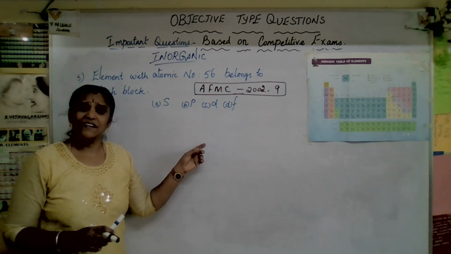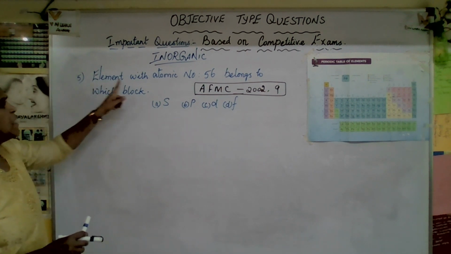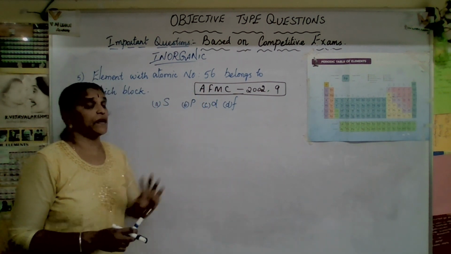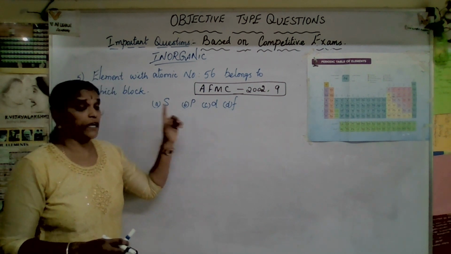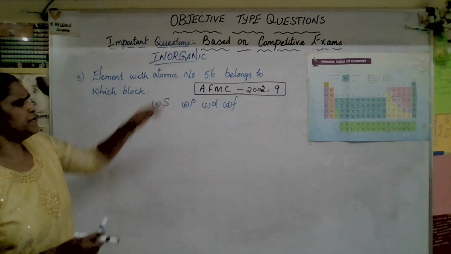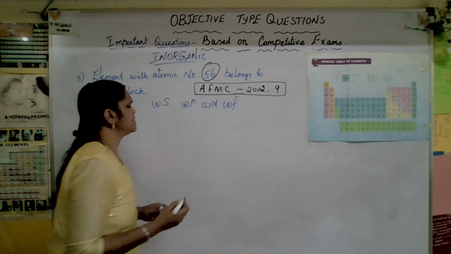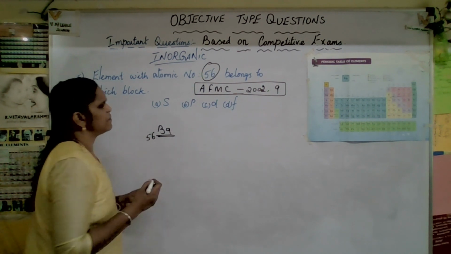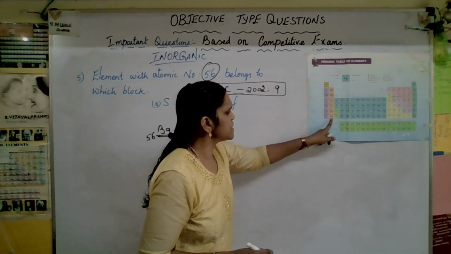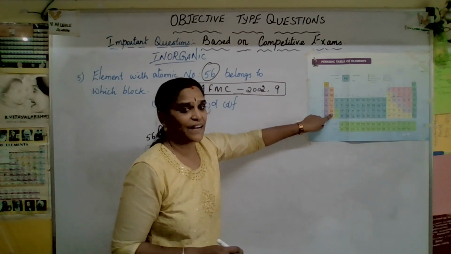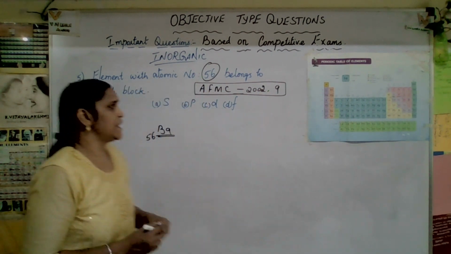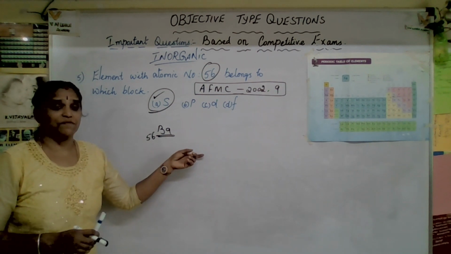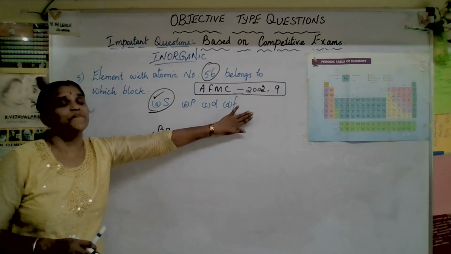The next question is really simple but tricky. Element with atomic number 56 belongs to which block? They have given the atomic number, and we have to find out which block it might be: S, P, D or F. Atomic number 56, you know where it is? It's barium. So barium belongs to which category? It is S block. I hope you got a clear idea about this. So that's what I just mentioned: you have to be thorough with the periodic table.